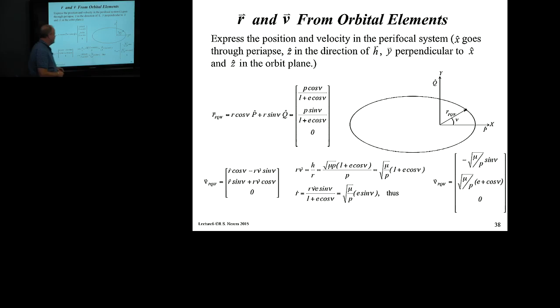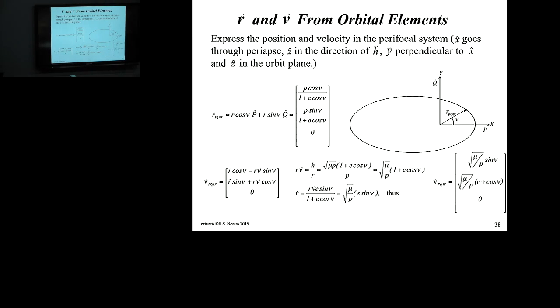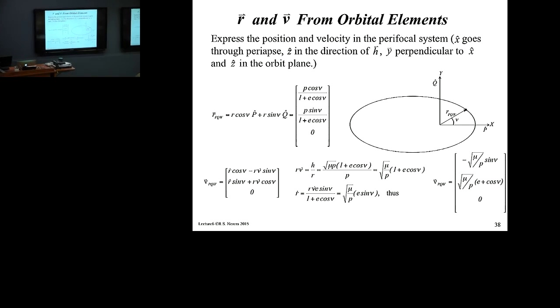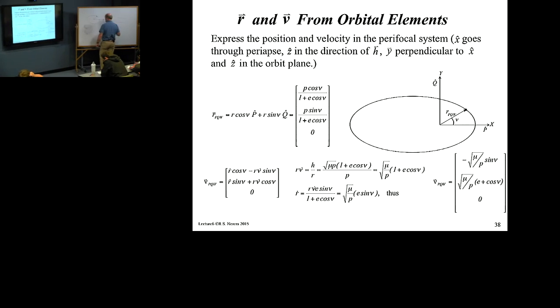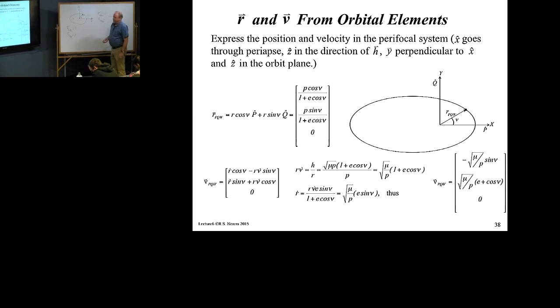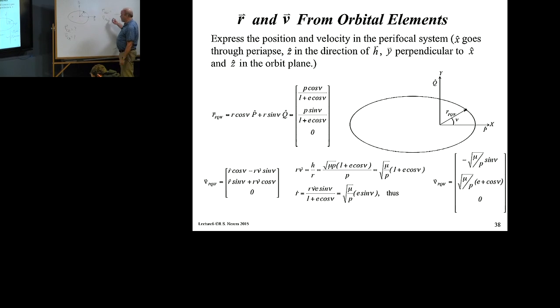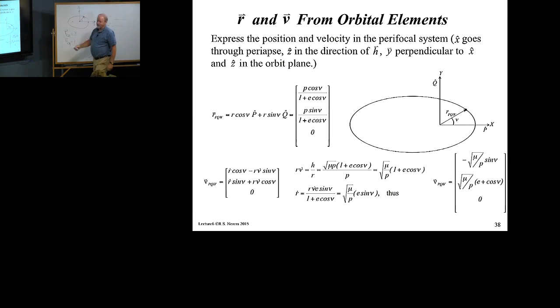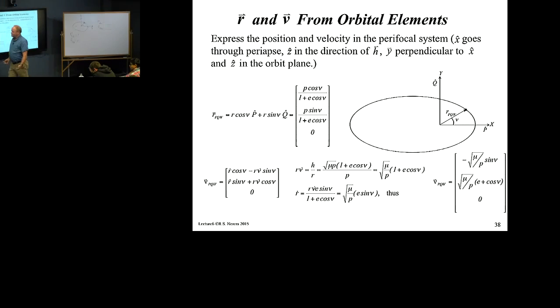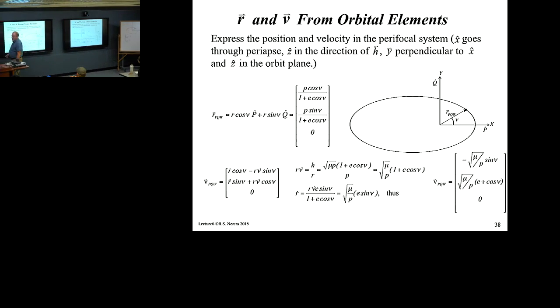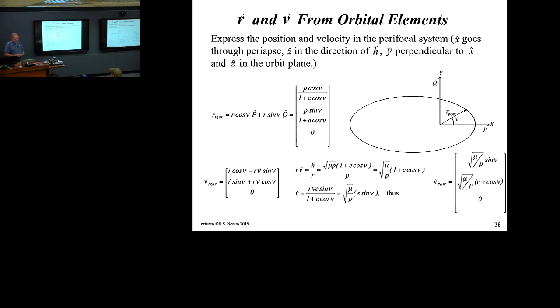So now I just gave you equations for r PQW and v PQW. So we have vectors for those now. So now if we can just rotate these into the inertial frame, then we'll have the answer that we wanted, which was to get the position and velocity from the orbit elements.